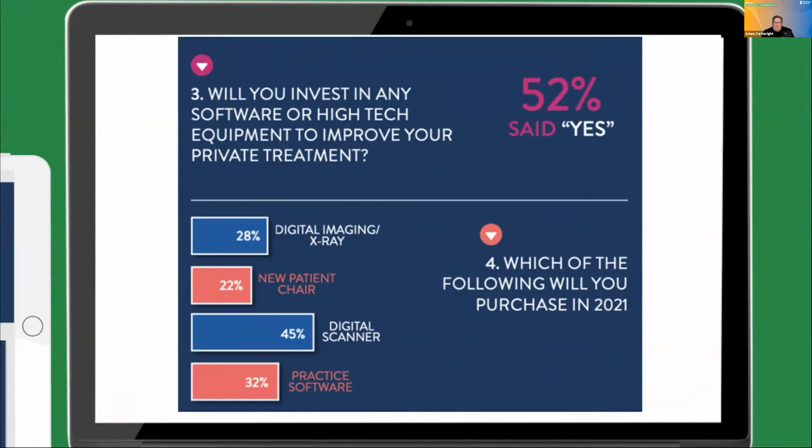And we'll see there again, digital intraoral scanners and digital imaging are up there as the top main purchases planned for this year ahead. And they're all tools to help with that delivery of the extra private treatments that are coming along.